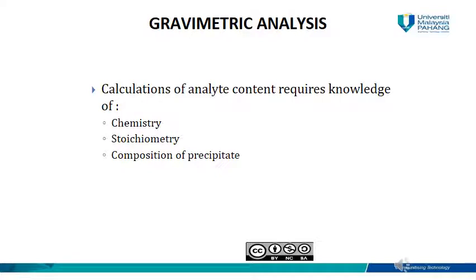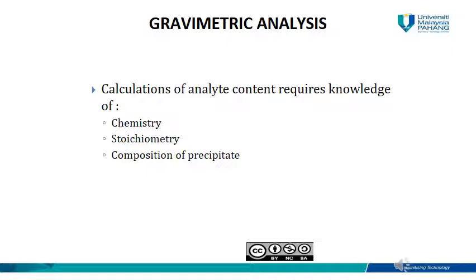Okay, so for the gravimetric analysis, we always refer to the calculation. Any application in analytical chemistry, we will always use calculation to solve a problem. Basically, when we talk about gravimetric analysis calculation, it does require you to understand what chemical reaction happens, what the stoichiometry is.